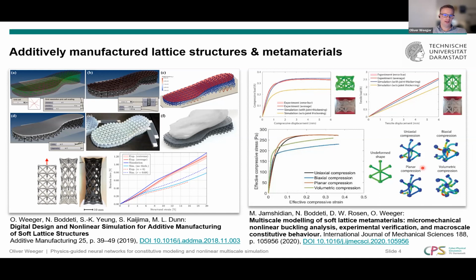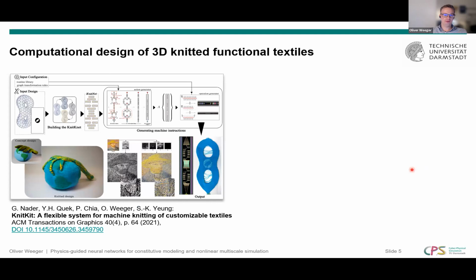Another application that we have been working on is 3D knitting of functional textiles, where this 3D knitting is a very interesting technology that allows you basically to combine many different materials, many different kinds of yarns in different kinds of patterns together in order not only to fabricate clothes or garments, but in order to really fabricate technical composites and textiles.